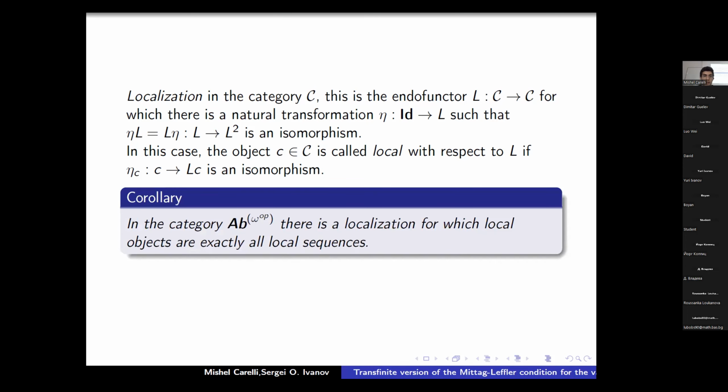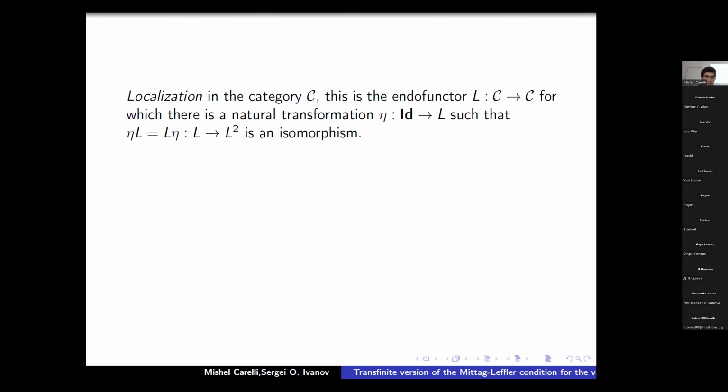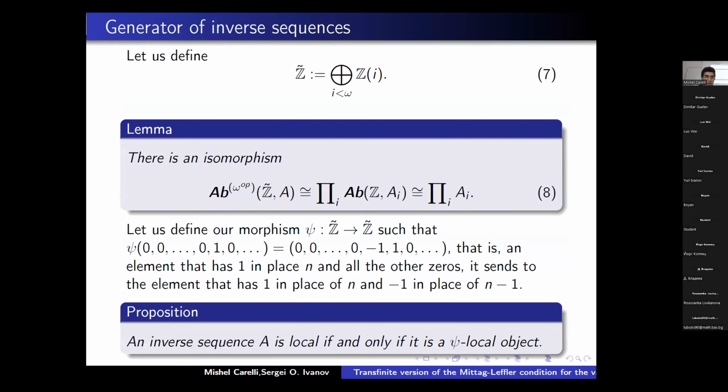Okay, and the corollary that we can also obtain is that in the category of inverse sequences, there is a localization for which local objects are exactly all local sequences. It also can be obtained by the fact that, by the last proposition, if it's psi-local, and by the already known result.